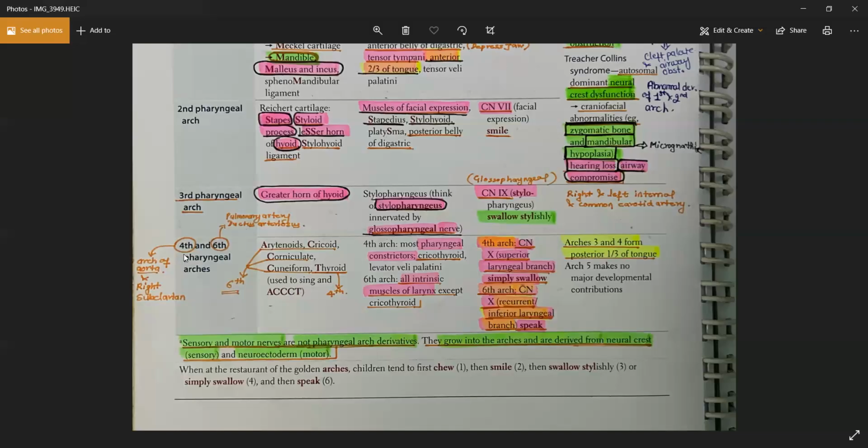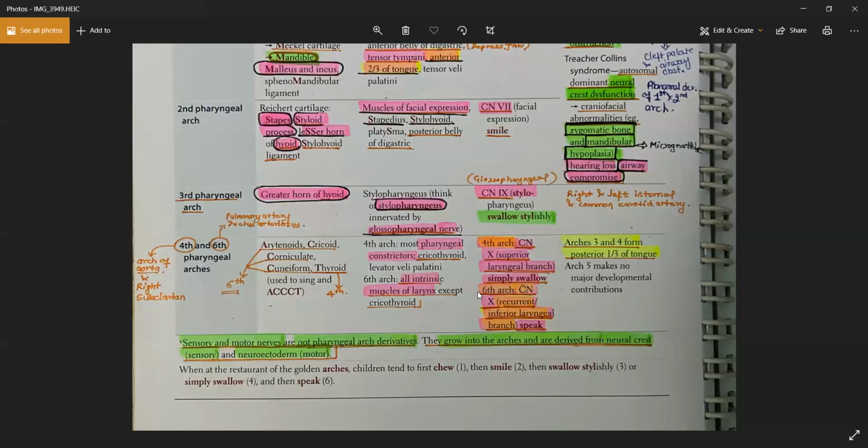Okay, the fourth arch is supplied by the 10th nerve, and the sixth arch is also supplied by the 10th nerve. But the superior laryngeal nerve supplies the fourth arch, and the recurrent laryngeal nerve supplies the sixth arch. Is that okay? I told you about this 10th nerve, the vagus nerve, that forms the superior and the inferior nerve. Remember, the superior one forms two branches, the external and the internal laryngeal branch. The external one supplies the voice box, and the internal one is a sensory branch, right?